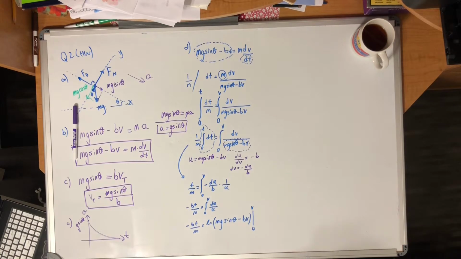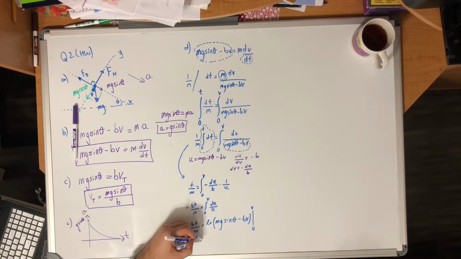And any velocity v. Let me write this one down right here: negative bt over m. We have nothing new right there. So I have this function, and what was the rule for replacing upper and lower boundaries? Place the upper boundary minus place the lower boundary.